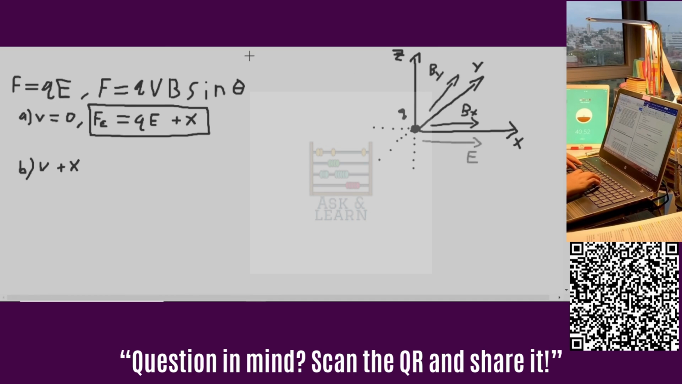Which means, because we have a sine of theta here, that this Bx is parallel to v. And when we have a velocity parallel to our magnetic field, parallel means that theta here is 0, or if it's anti-parallel, it would be 180. But in either case, sine of 0 and sine of 180 is 0. So there's no force from this Bx quantity.